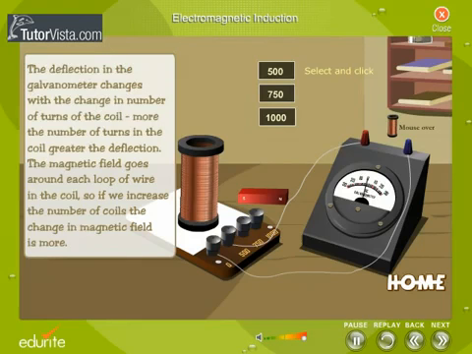The deflection in the galvanometer changes with the change in number of turns of the coil. More the number of turns in the coil, greater the deflection. The magnetic field goes around each loop of wire in the coil. So if we increase the number of coils, the change in magnetic field is more.